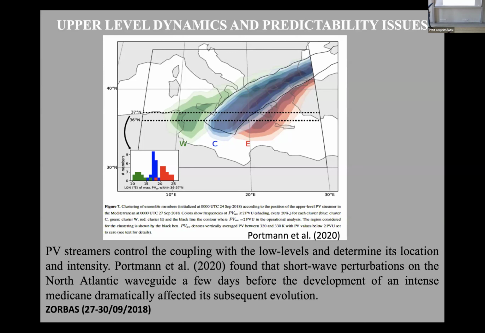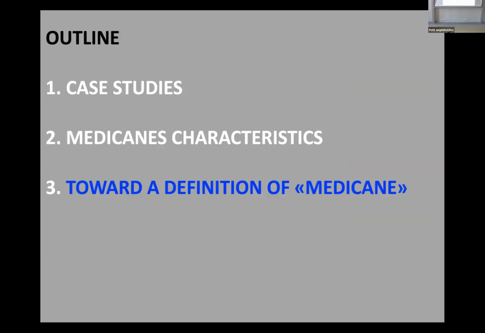The ones showing a PV streamer too far east or west produce a completely different evolution. And it's important that this is related to a shortwave perturbation on the North Atlantic waveguide a few days before. So a small initial contribution then evolves in a completely different way.